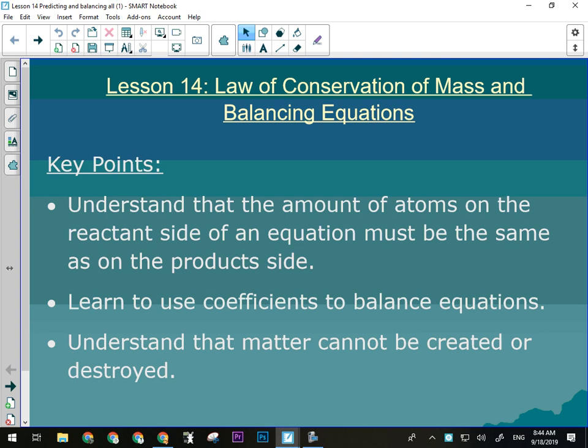So we're going to look at balancing equations. We're going to quickly go through that because you already know how to do it, but I didn't give you the notes on it before. And then we're going to go over the predicting of the products.